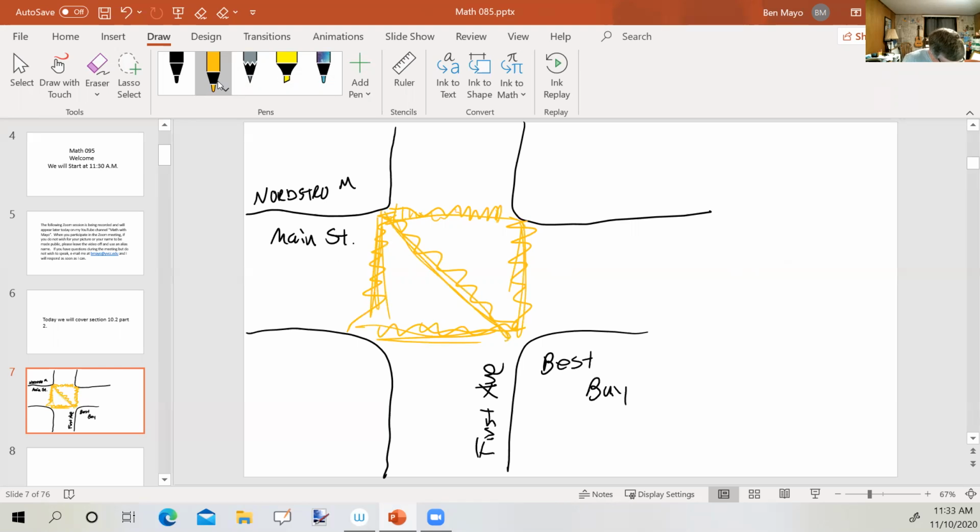Okay, now here's the question. It says, refer to the illustration below, that's this one. Instead of using the Main Street and First Avenue crosswalk, so instead of using this and then this, to get from Nordstrom's to Best Buy, a shopper uses the diagonal crosswalk, so they use this one, to walk 97 feet directly from one corner to the other, okay?